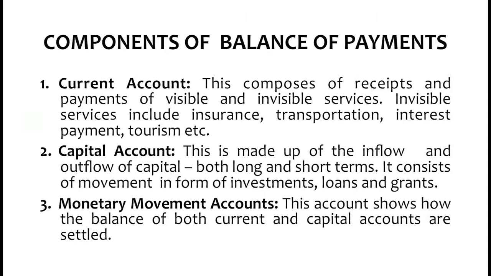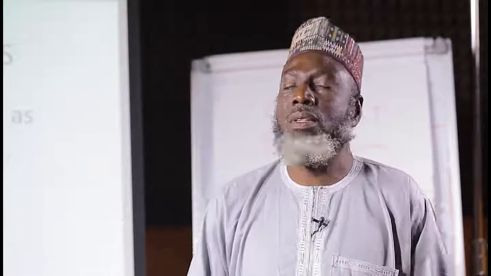Then the last one which you have is the monetary movement account. This account shows how the balances of the two different accounts, the current account and the capital account, are settled. It shows how these two accounts are settled. I was talking about the components of the balance of payments.